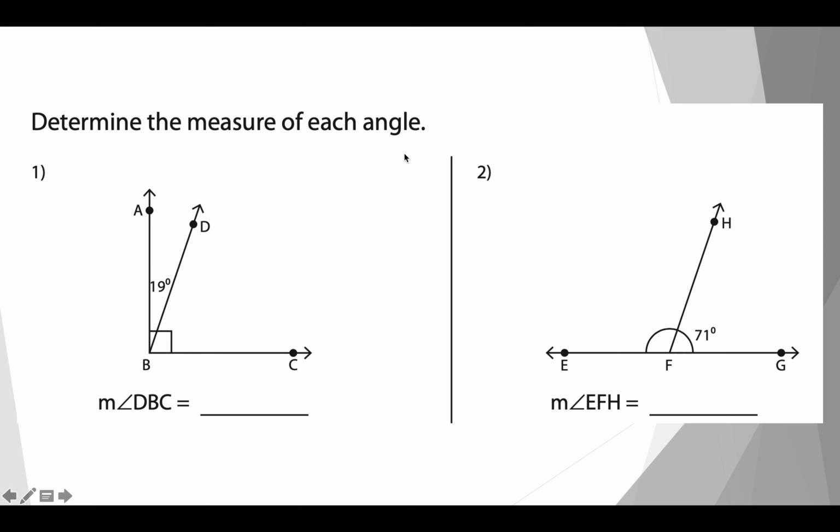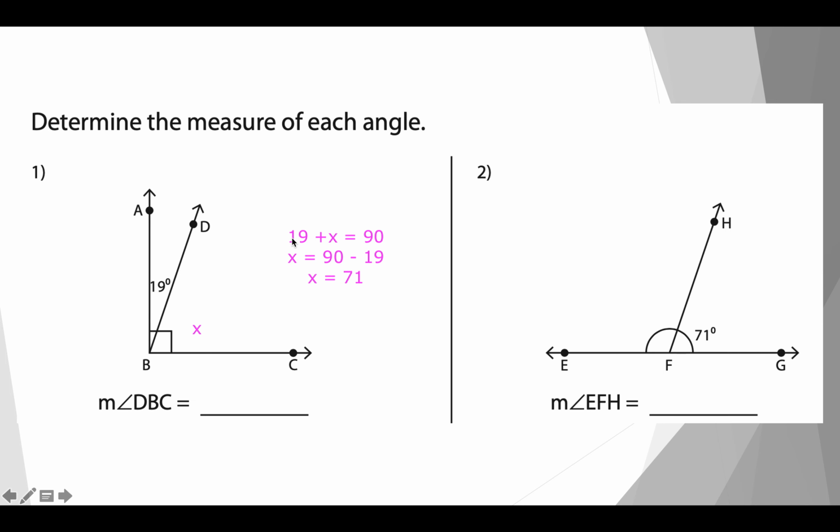Determine the measure of each angle. What does that mean? You need to find the measure of the given angle. Here the given angle is measure of angle DBC. You need to find the value of this angle. So for that, you need to take this as any variable. Let's say it is x. Now we know that this small square means this is right angle, which means these two angles add up to 90 degree. Let's make an equation. So 19 plus x equal 90.